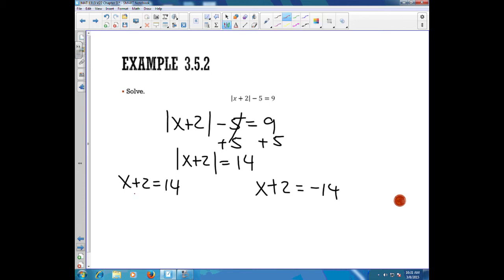If we solve both equations, we get x equals 12 and x equals negative 16.